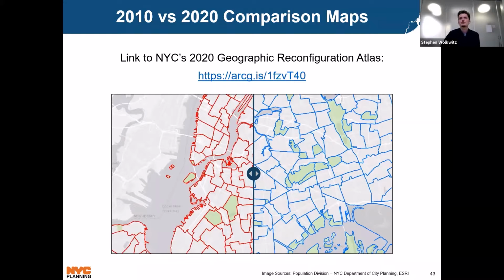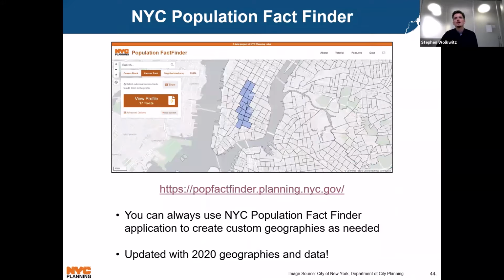Again, this is a link directly to that atlas that I mentioned, where you can see the 2010 geographies in red on the left, 2020 on the right, and slide back and forth between the two to visualize the changes.